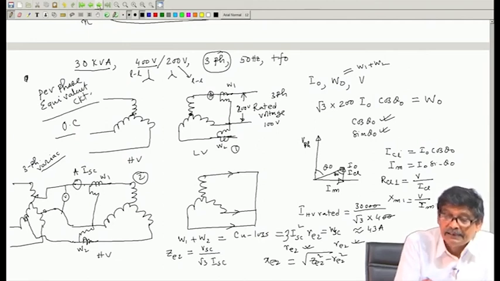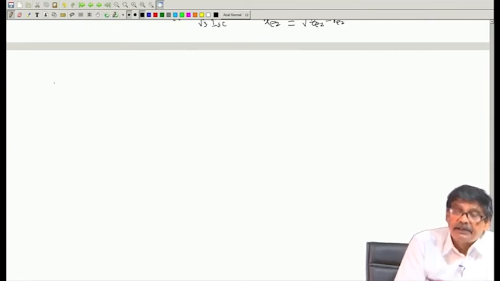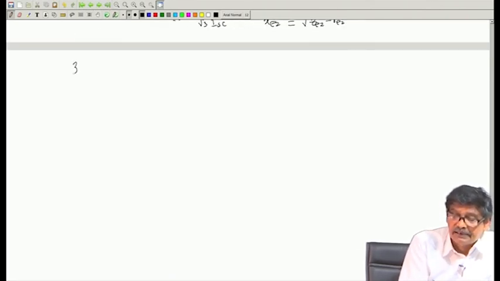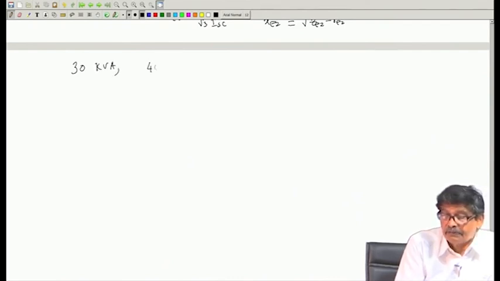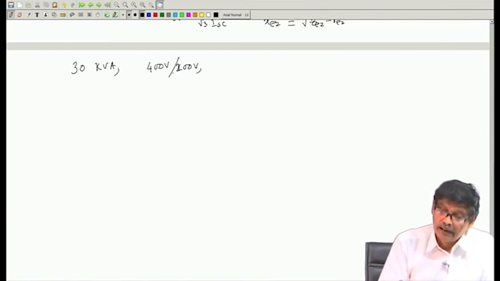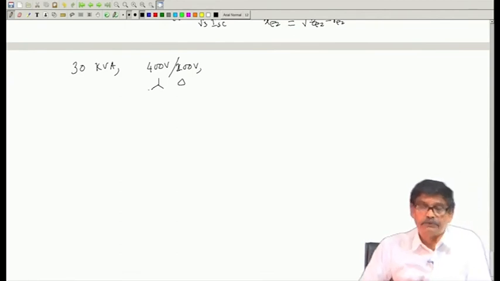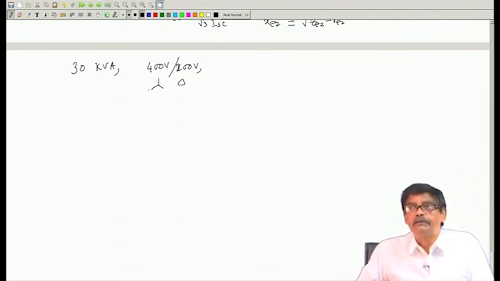Now, suppose I say that the transformer is star delta, okay. Same rating as I told, 30 kVA, 400 volt, 200 volt, and the connection is star delta. Then what do I do? How to draw the equivalent circuit like that?